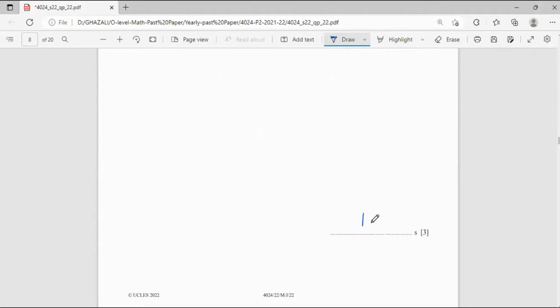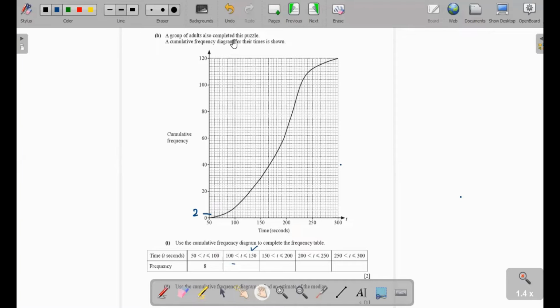Okay, 147.5. A group of adults also completed this puzzle. A cumulative frequency diagram for their time is shown. Use the cumulative frequency diagram to complete the table. Time is given here, and the frequency is given for the interval 50 to 100, but the other frequencies are not given.